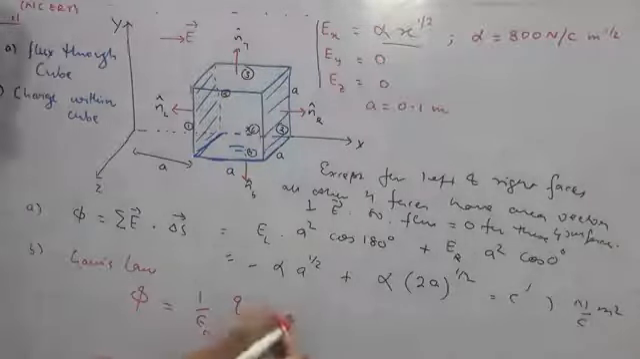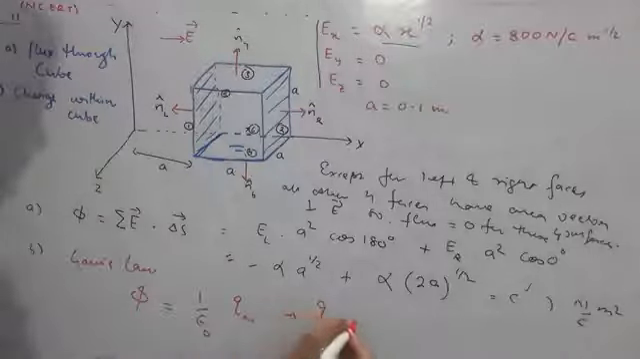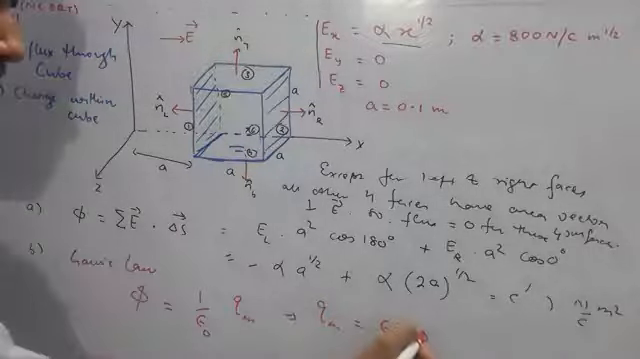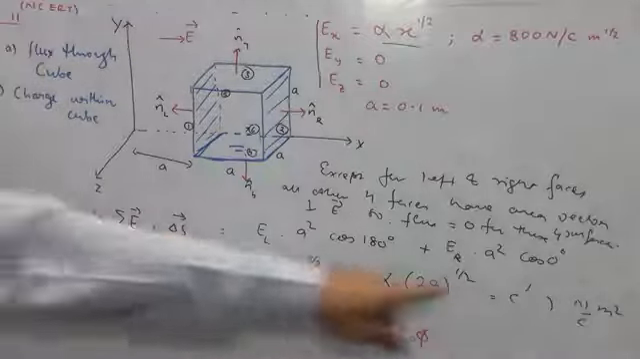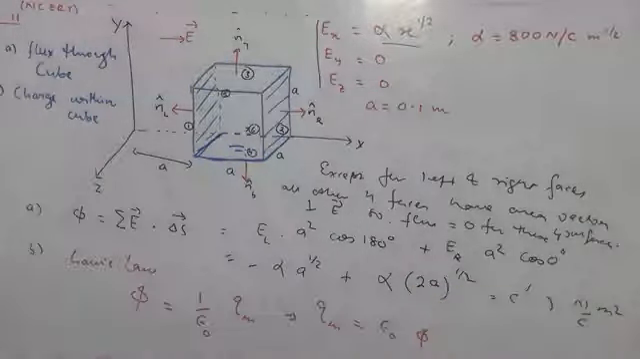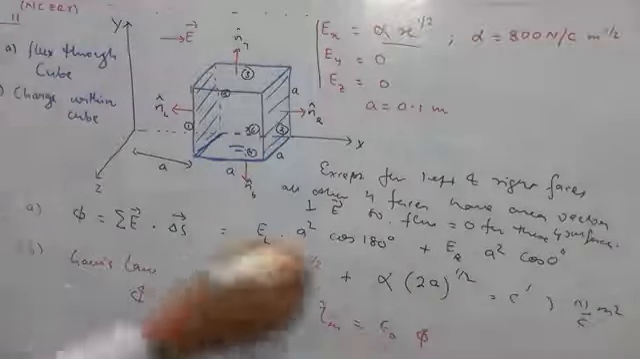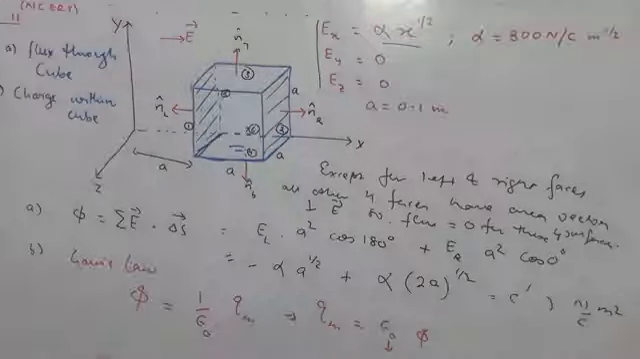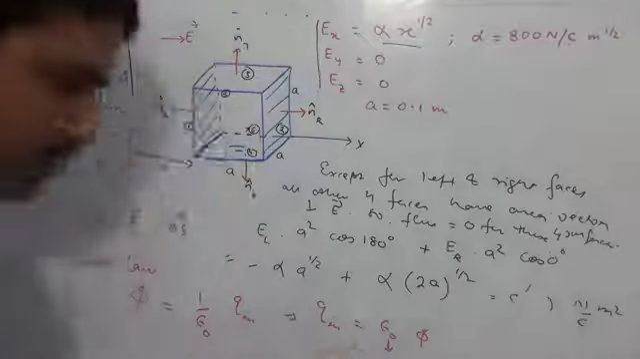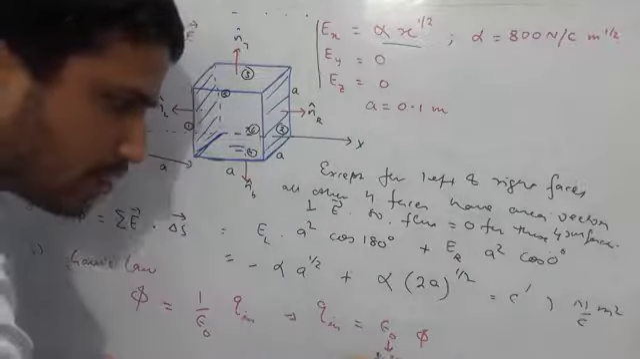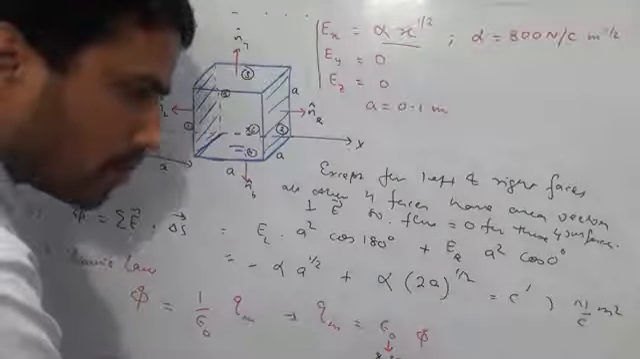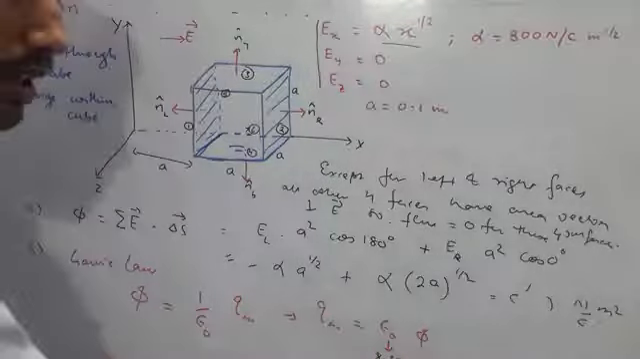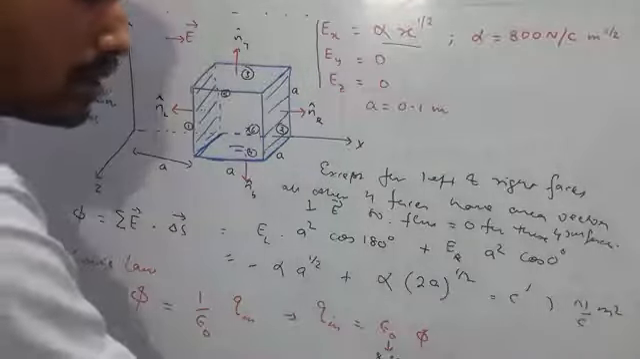So this implies Q in will be how much? That will be epsilon naught times phi. Phi, you have got the answer over here, and you have to multiply by epsilon naught. Do you remember what is the value of epsilon naught, students? In SI system, it's 8.85 times 10 raised to the power -12 Coulomb square per Newton per meter square.